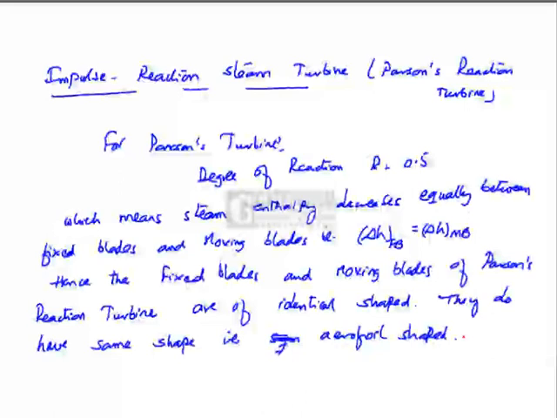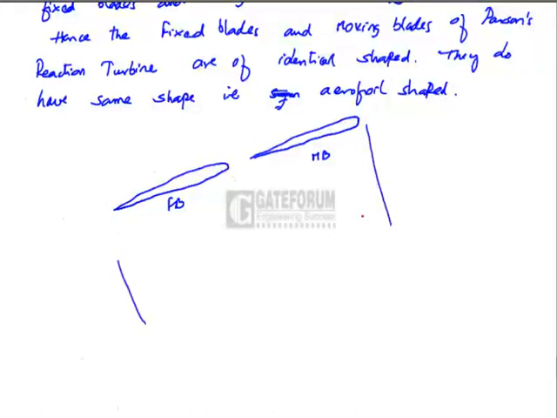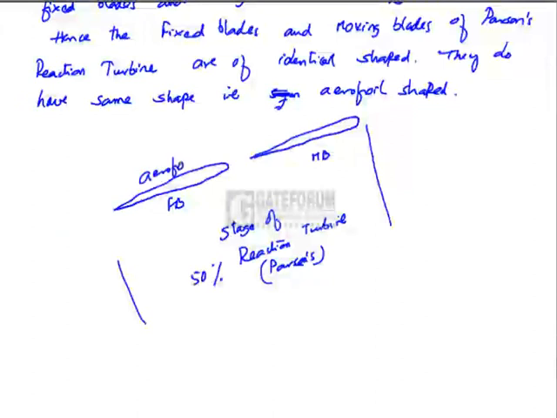The moving blades of the Parsons reaction turbine are of aerofoil shaped, whereas the moving blades of the pure impulse turbine is symmetrical shaped. So, if you draw the moving blades and fixed blades of the Parsons reaction turbine, both are of aerofoil shaped. This is fixed blade, this is moving blade. Steam expands in both these blades. This is called one stage of turbine, stage of 50% degree of reaction turbine. That is Parsons turbine. Both are of aerofoil shaped and they do have the same shape.